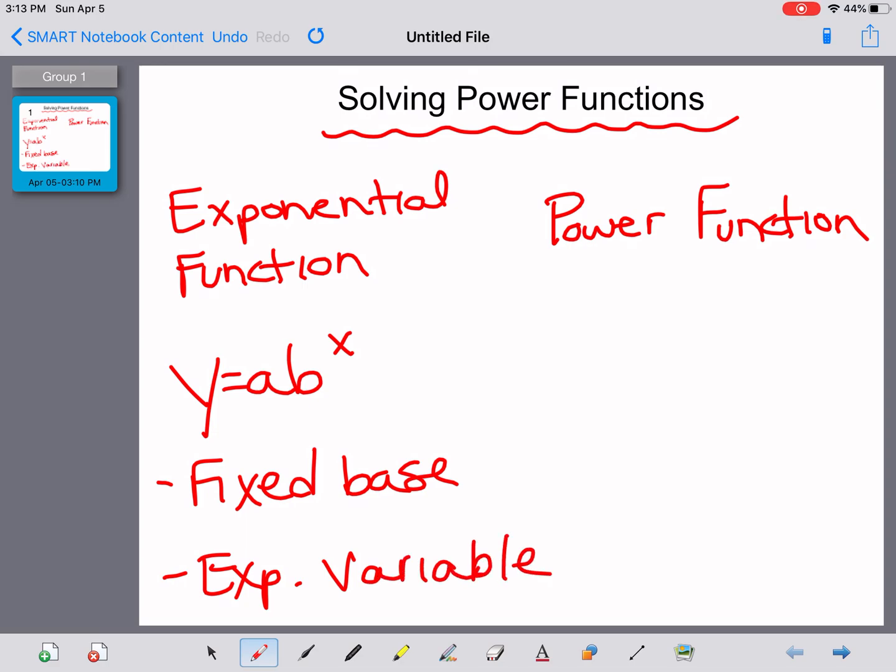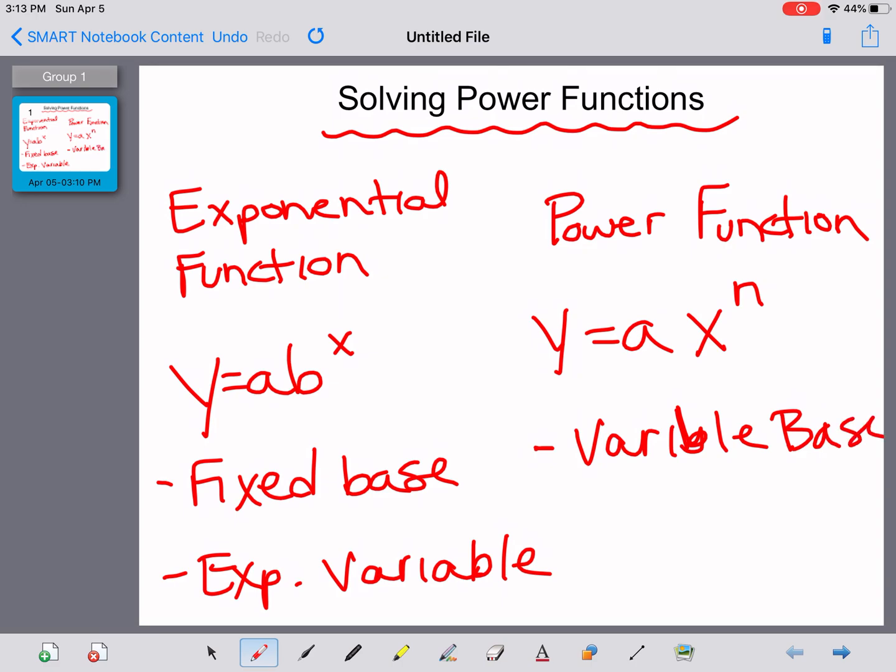Now for a power function, that flip-flops. When we'd write that, it'd be y equals some coefficient times x to the n, where we'd say it's a variable base and a fixed exponent. Okay, and that means that we have to deal with solving that a little bit differently. That's what we're going to talk about.